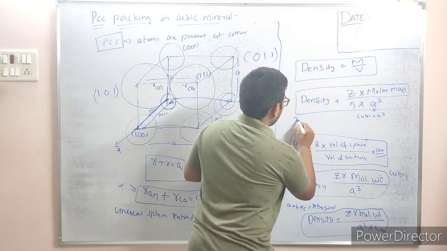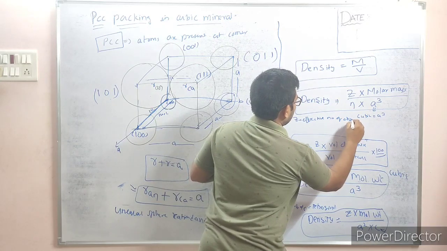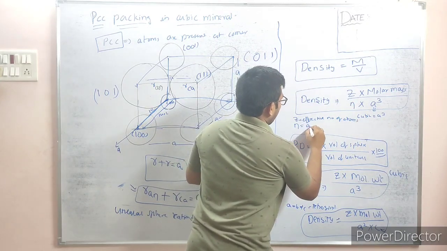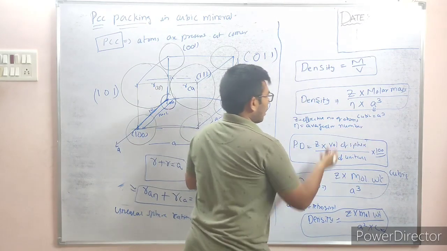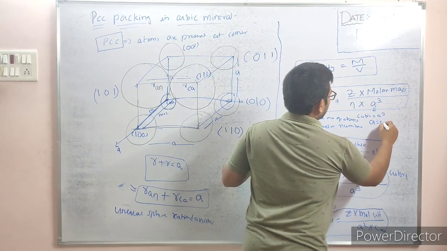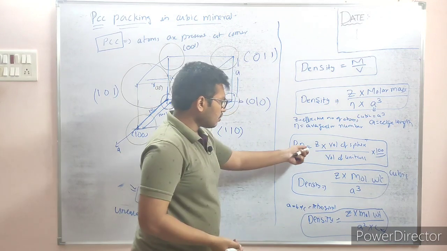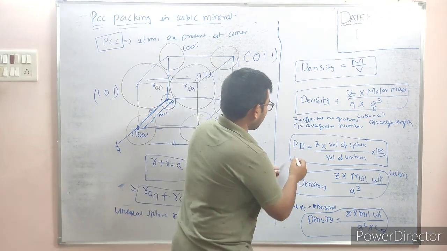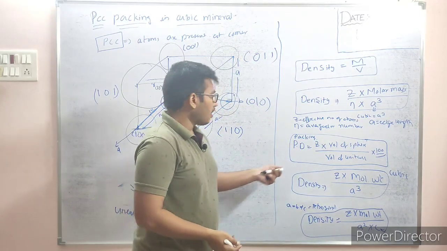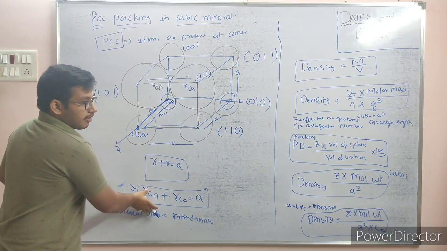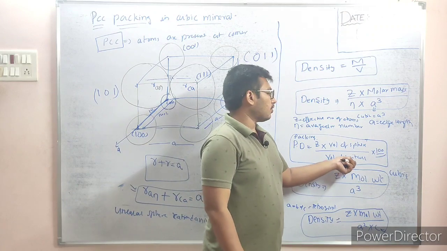Let me write: Z is the effective number of atoms, N is the Avogadro number, M is the molar mass, a is the edge length. These formulas are written, and this is the packing density, the same thing. When we find the edge length a, we can easily substitute it here. We know the volume of the unit cell is a cube.